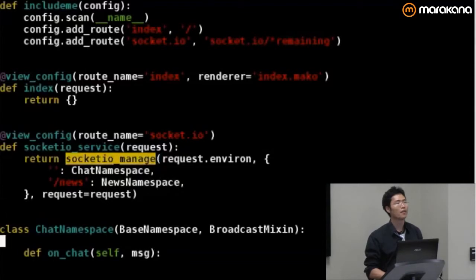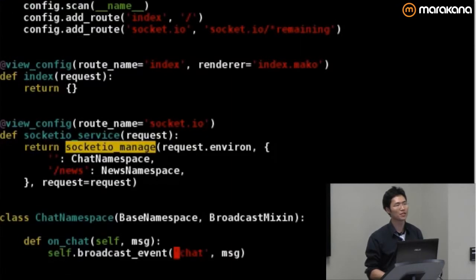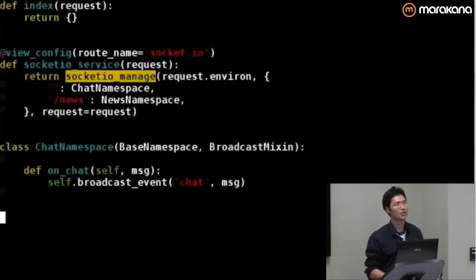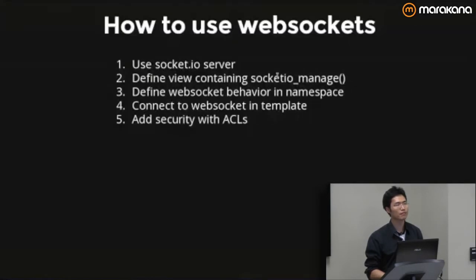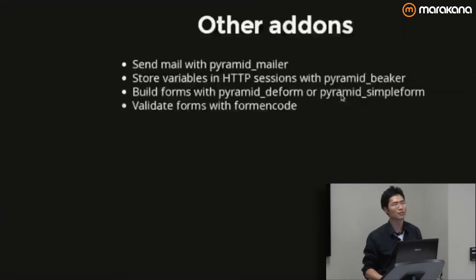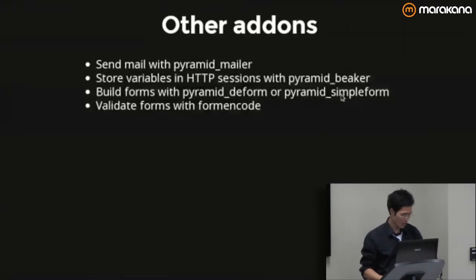And the next step, almost the final step, is you define your namespace. This is what happens when it receives certain events, so you define that here. Of course, you also need to connect to the WebSockets in your template, and I can show you that if you want. So in those 3 simple steps, we just enabled our application with WebSockets, and you can start doing some real-time stuff.